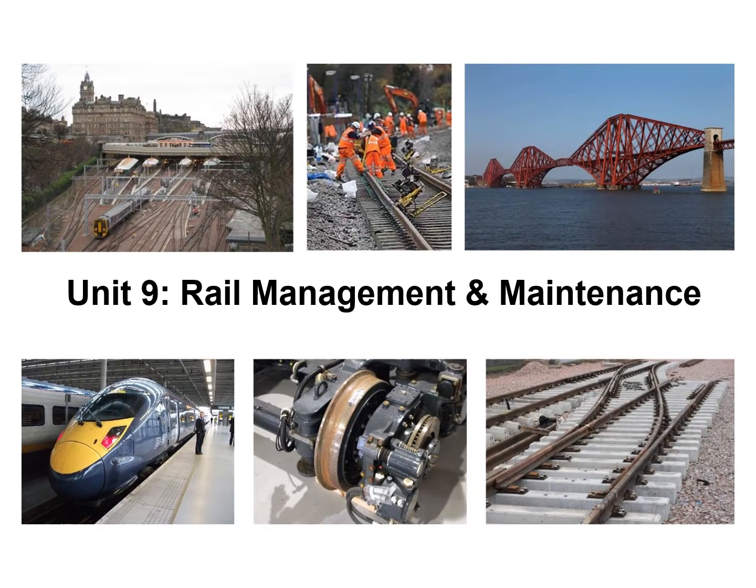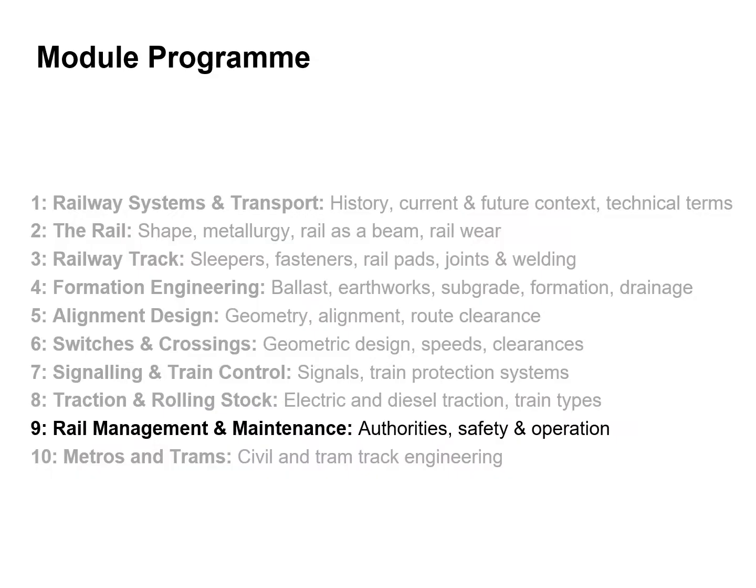So this is Unit 9, and in this unit we're going to look at rail management and maintenance. So this is Unit 9 of 10. In this unit we're going to look at the various authorities that safely manage and maintain the operation of the railways.